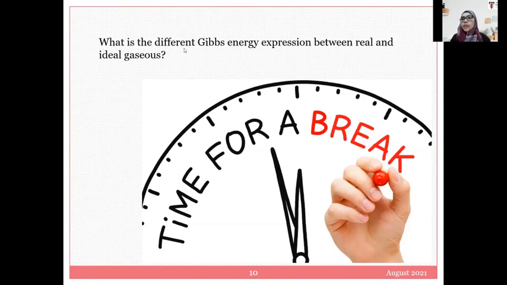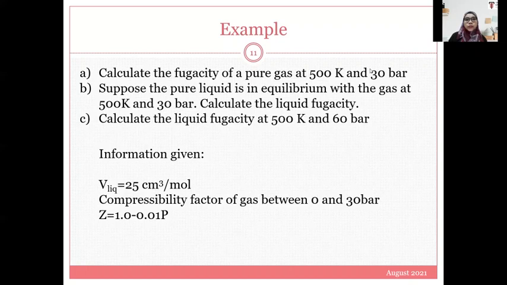What is the difference, based on the Gibbs energy expression, between real and ideal gases? To compare real and ideal gases, since the topic is related to fugacity, you can obtain the expression for the Gibbs energy in the ideal and also the real gases. Let's take a look at an example so you can better understand how to determine the fugacity in the liquid phase and the vapor phase, related to pure species.